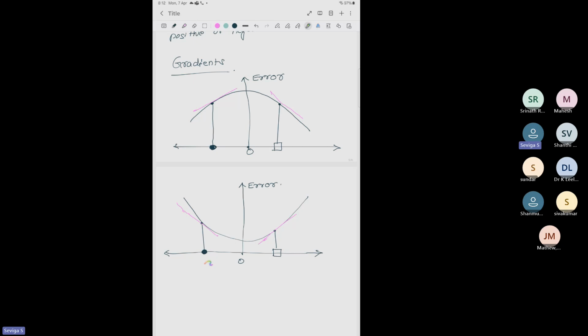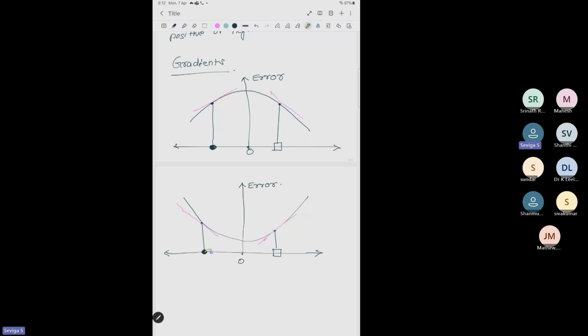If you look here, you can come to the knowledge yourself. You have the circled weight here. If you look at the gradient, the error curve here is different from the error curve present there. Here the error curve is like this. It is opposite to the previous curve which we discussed.